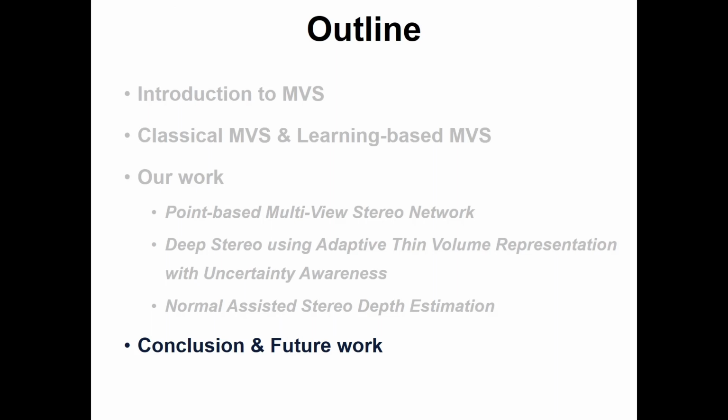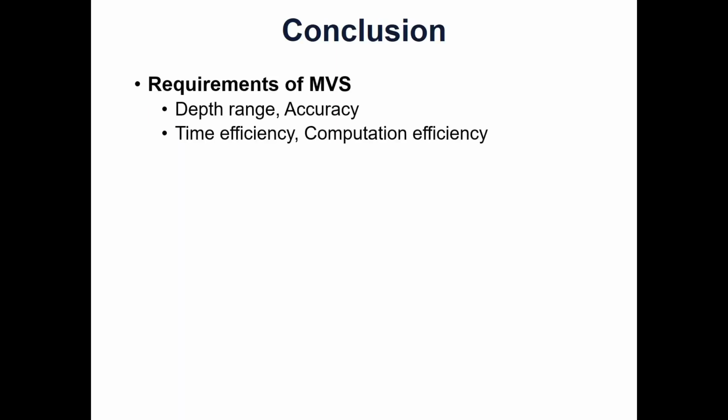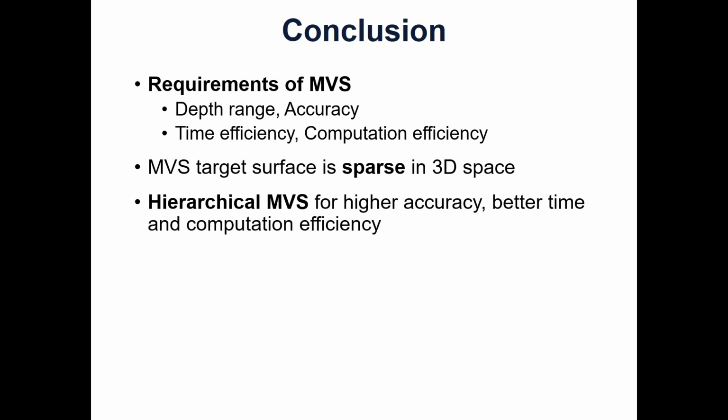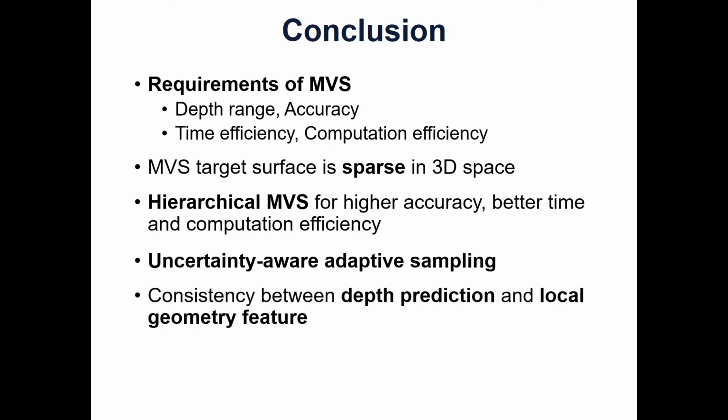Now is the conclusion of this talk. First, there are 4 requirements of MVS: depth range, accuracy, time efficiency, and computation efficiency. The target surface of MVS is sparse in the 3D space. Therefore, by using hierarchical MVS, we can get higher accuracy and better time and computation efficiency. In hierarchical MVS, we can use uncertainty-aware adaptive sampling to change the depth range dynamically. And by considering the consistency between depth prediction and local geometry feature, we can improve the depth prediction further for textureless areas.